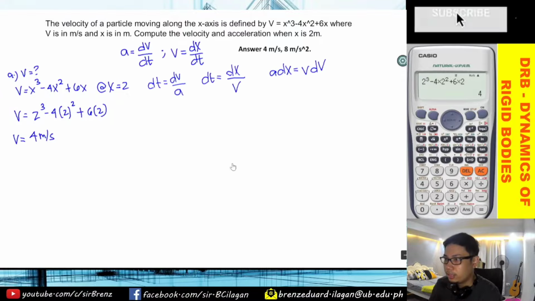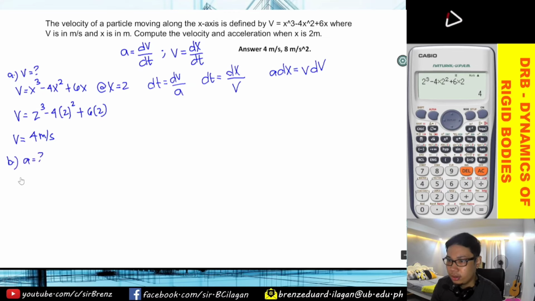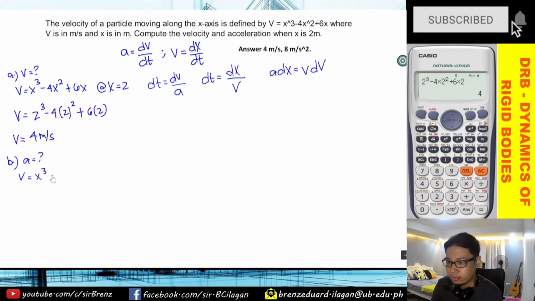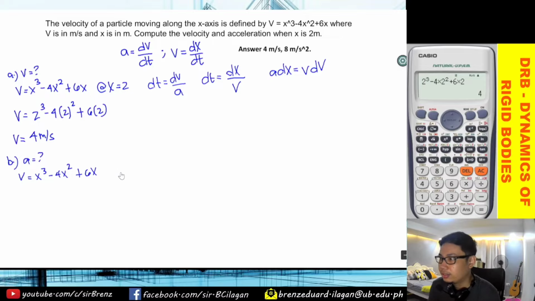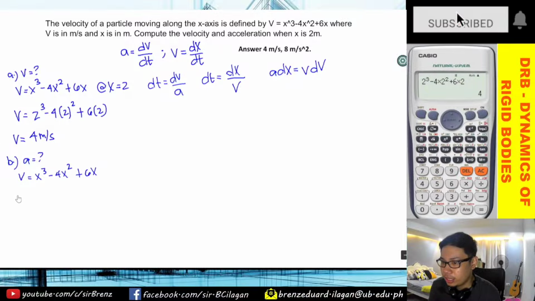Okay, so for the second question, ang hinahanap for letter B is yung ating acceleration. Okay? So, again, knowing that yung equation natin is given ng velocity in terms of x, or x cubed minus 4x squared plus 6x. So, anong gagawin natin dito? Okay, so, itry natin muna siyang i-derivative both sides. So, dv, ito magiging 3x squared minus 8x plus 6.